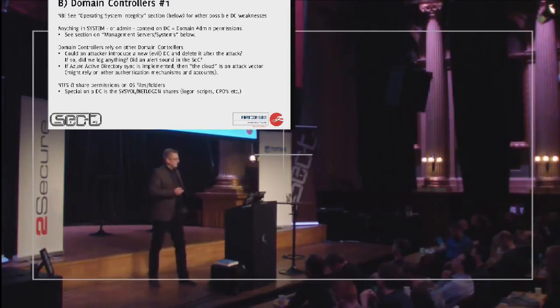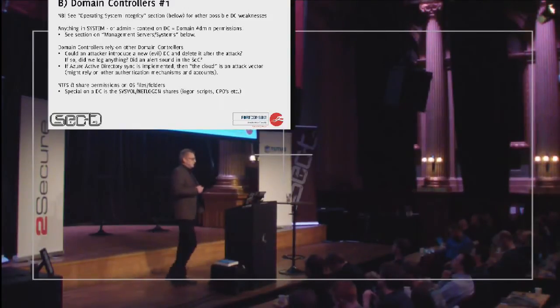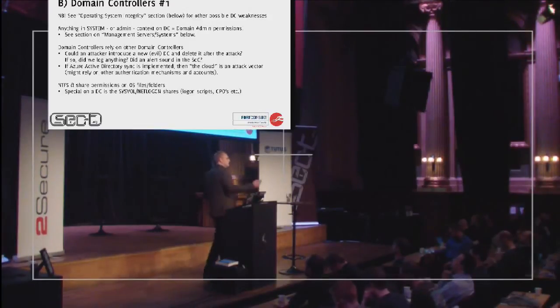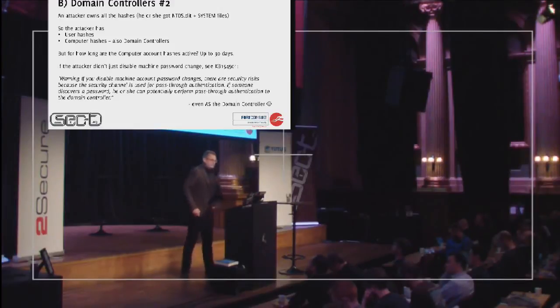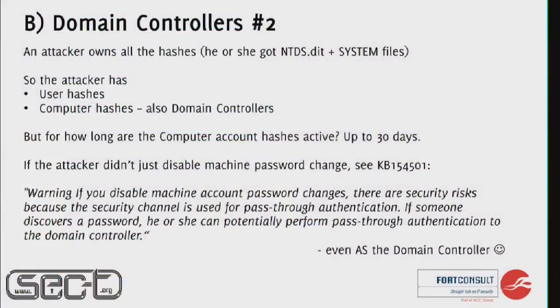Even Active Directory sync with Azure could be a potential attack vector if somebody has access to the Azure account. It's just to say there's a dependency there too. Yeah. So also the hashes I mentioned, it uses hashes and computer hashes. With the computer hashes, we also get domain controller hashes. And with those, we can actually impersonate domain controllers.